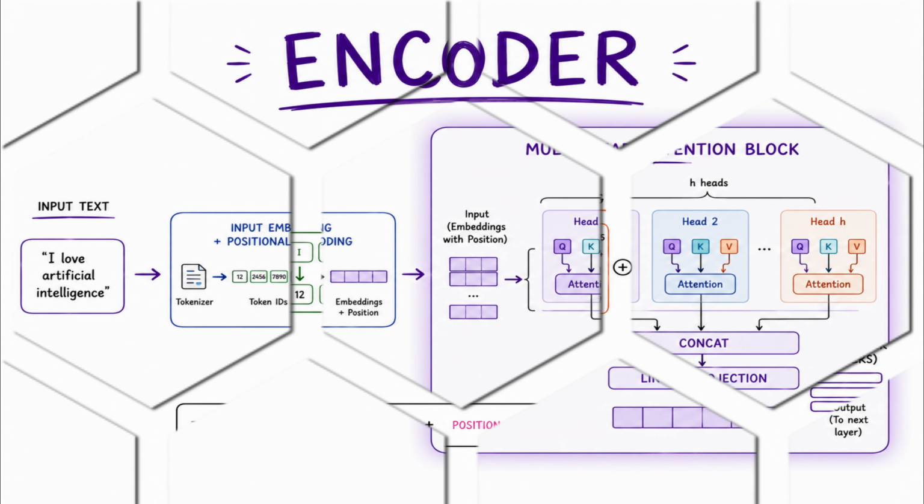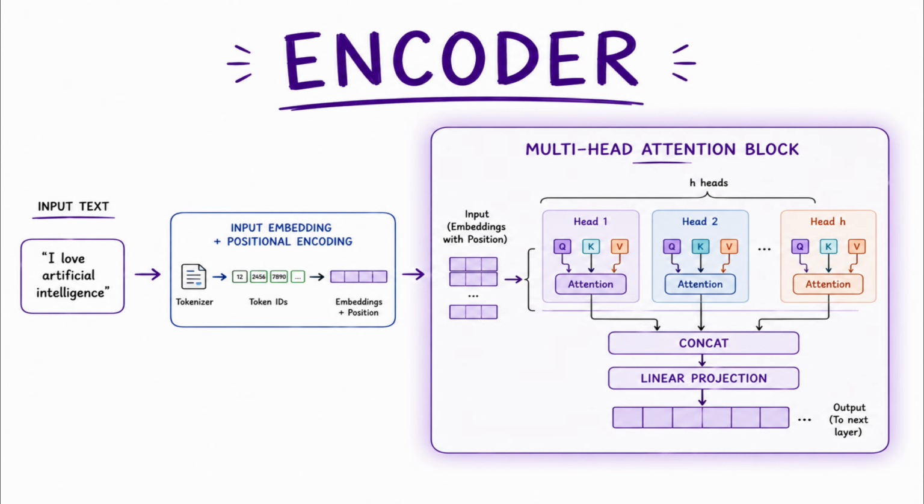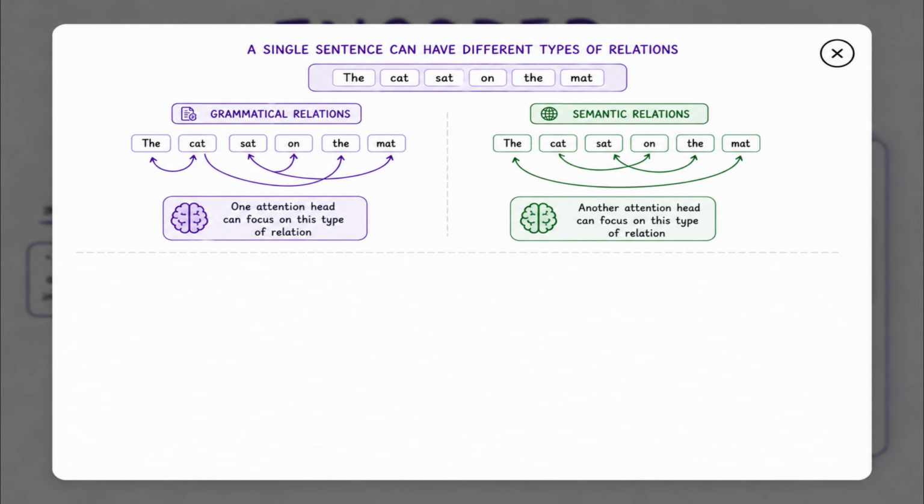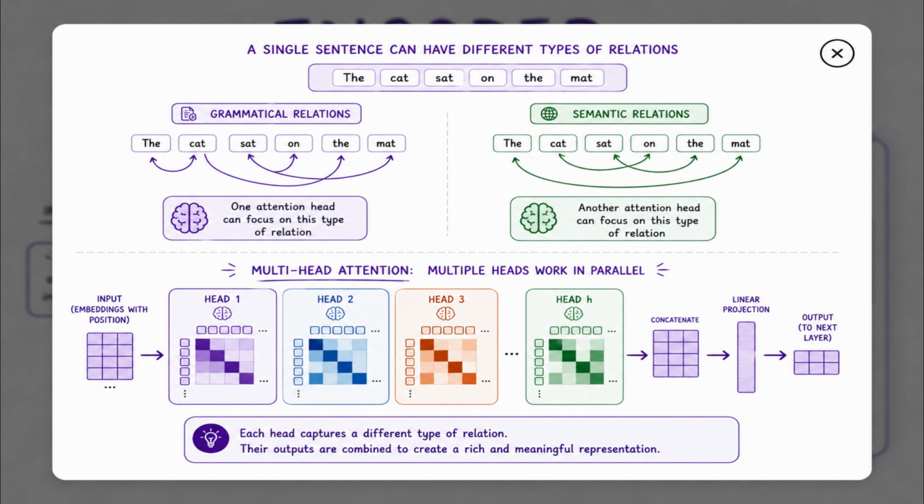First component is multi-head attention. Now attention we already know in the previous video. It helps to find the relation between different words in a sentence. In reality, a single sentence can have different types of relationship between its words. A single attention head will be able to focus on a single type of relation. For example, one attention head can focus on how the words are related from a grammatical aspect. Another head might be focusing on semantic relation. So due to this, we have multi-head attention blocks running in parallel. All the outputs of those multi-head attention blocks will be combined in the end to generate a meaningful representation.